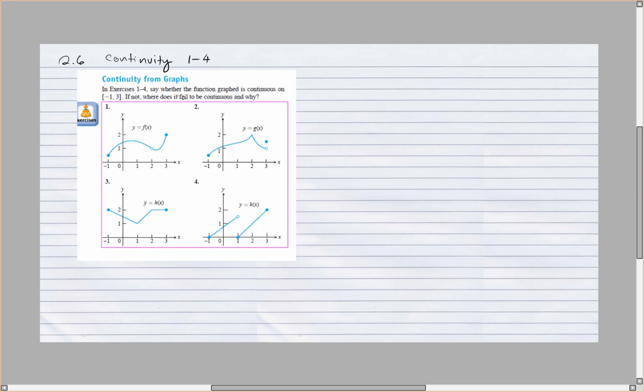So in exercises 1 through 4, say whether the function graph is continuous on the interval from -1 to 3 inclusive. If not, where does it fail to be continuous and why? Talking about these y's. So let's take a look at the first graph.